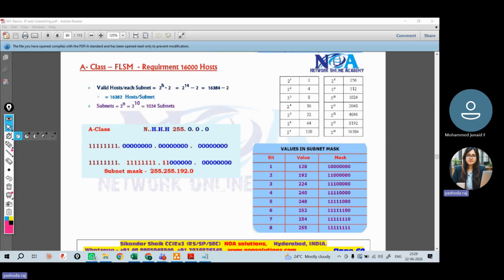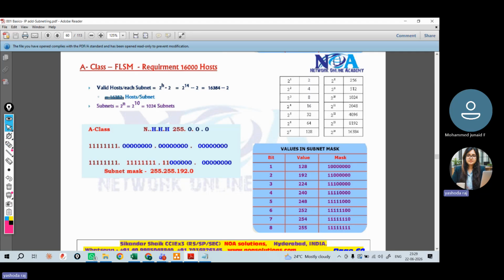As per that, the subnet mask is 255.255.192.0. So the total number of subnetworks we are going to get is 1024. In one subnetwork, I am getting 16,000 hosts. Got it? That means 16,382 IP addresses I have to provide in one subnetwork. Like that, 1,024 subnetworks I should provide. Clear?